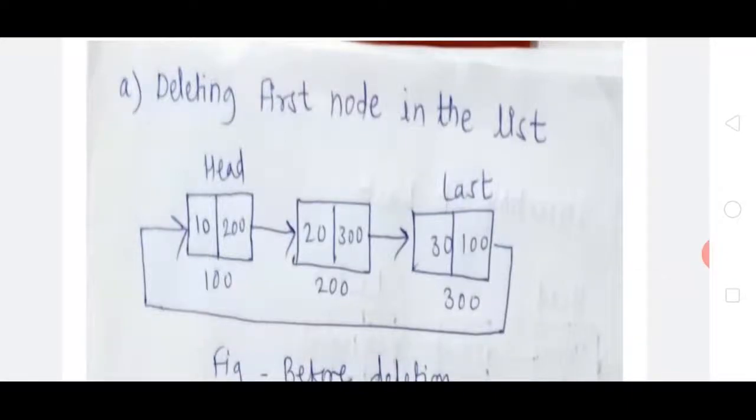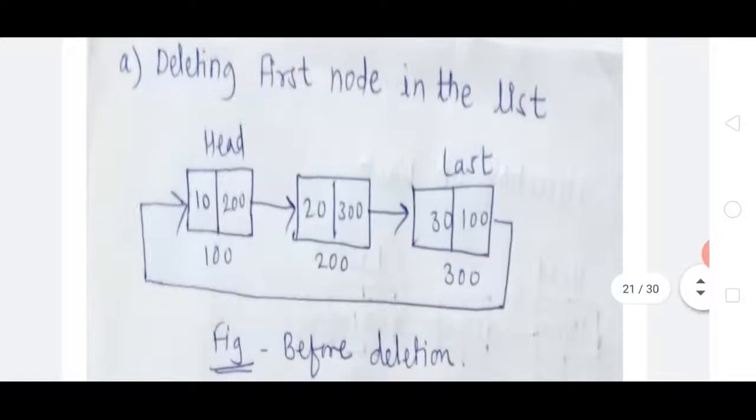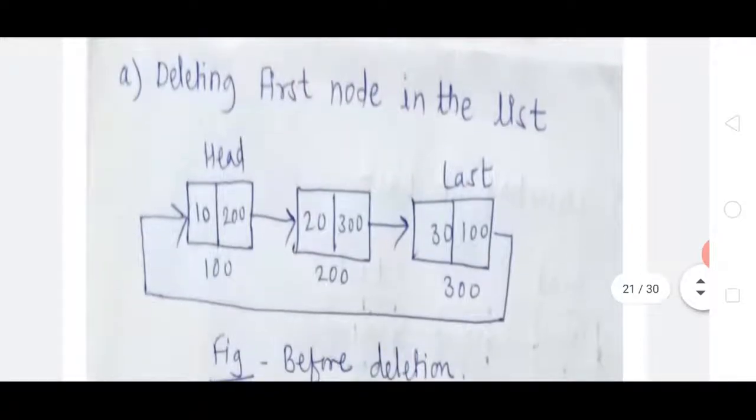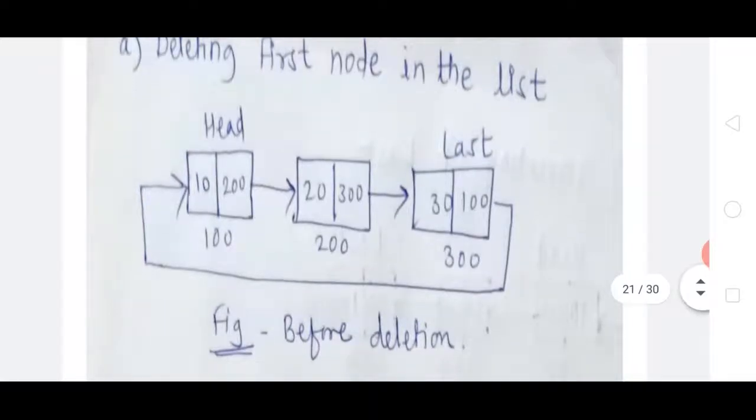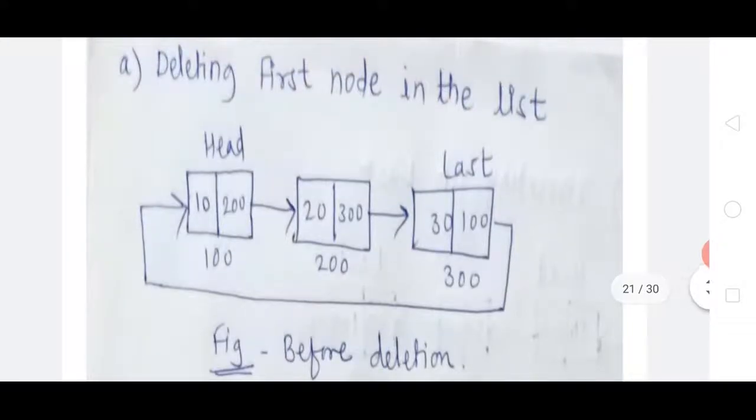Now first we will see deleting the first node in the list. This is the figure before deletion. The figure contains 3 nodes. The first node contains the element 10, the second contains element 20, and the last contains element 30. Now we have to perform the operation of deleting the first node in the list, which means after deleting, only 2 nodes remain.